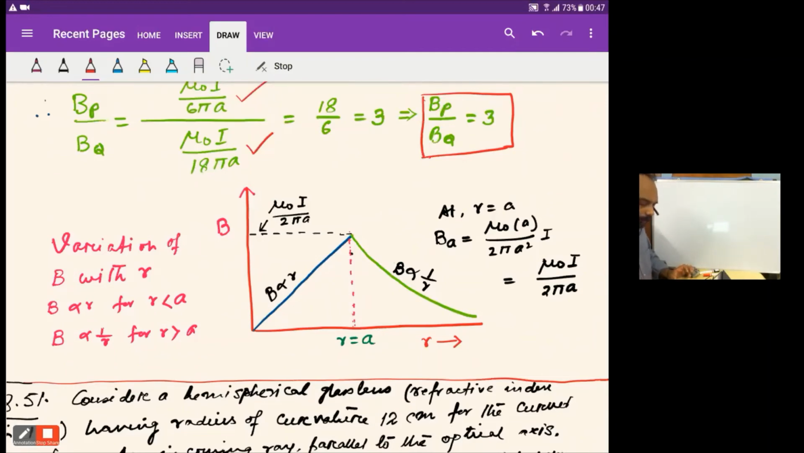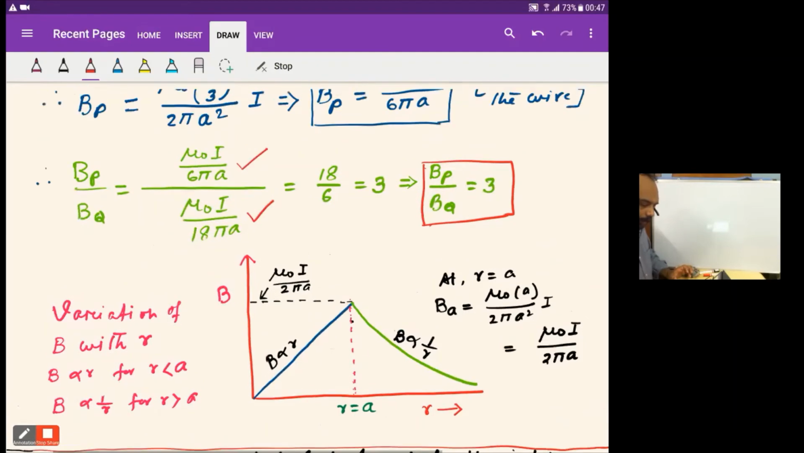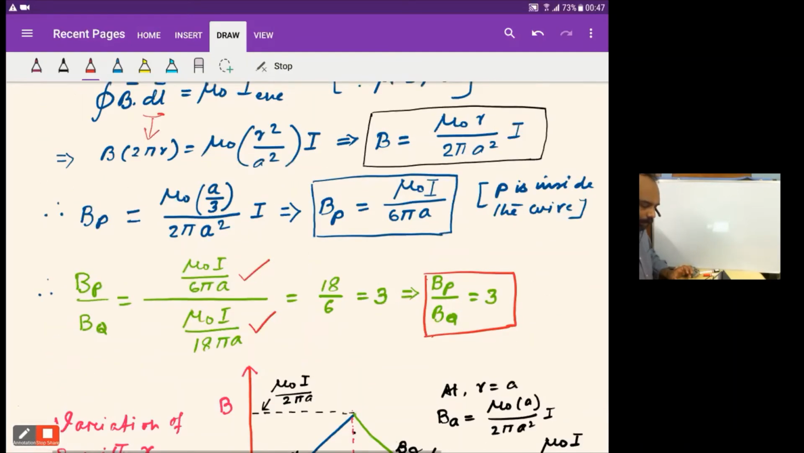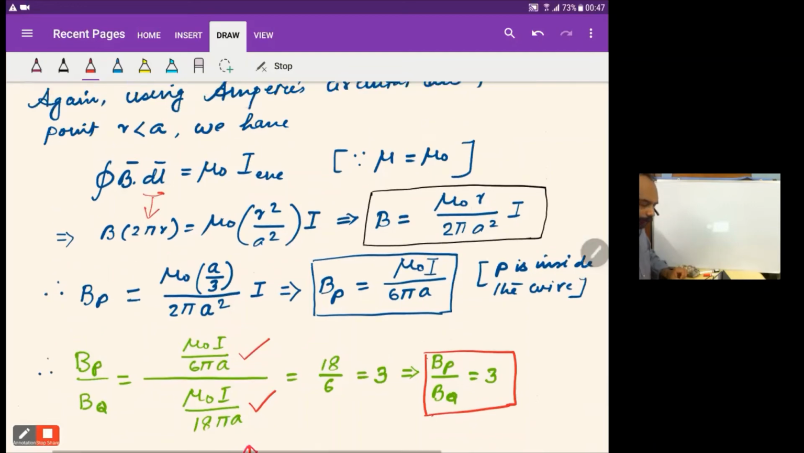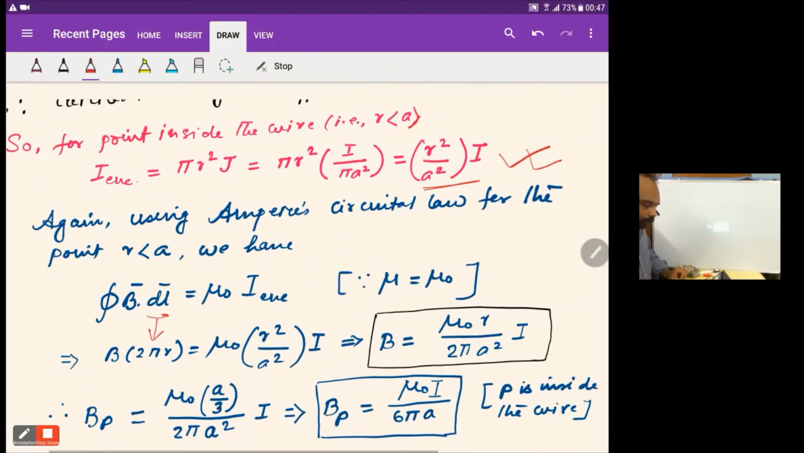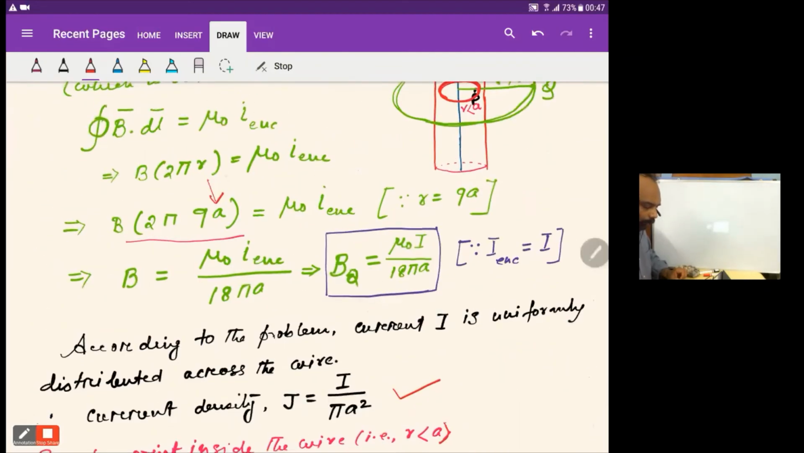Inside the wire, you can see B is equal to μ0 r by 2π a² times I. So B is proportional to r. Outside the wire, if we look at it here, B is equal to μ0 by 2π r times I enclosed. So B is proportional to 1 by r.